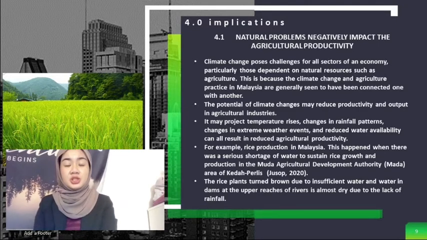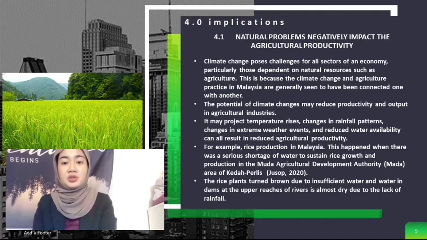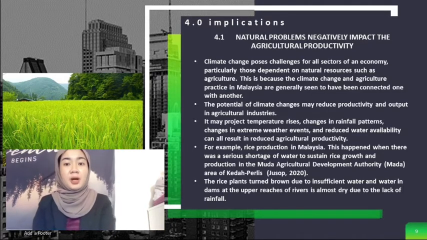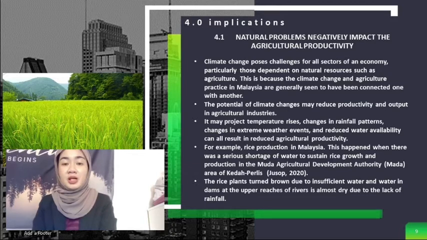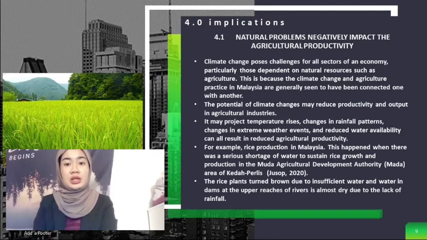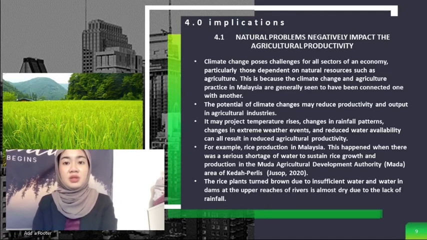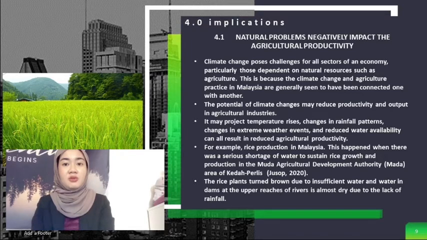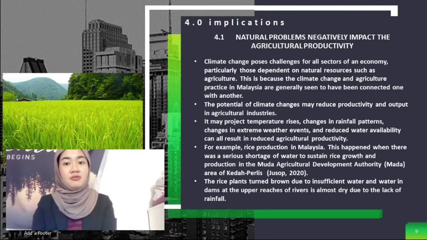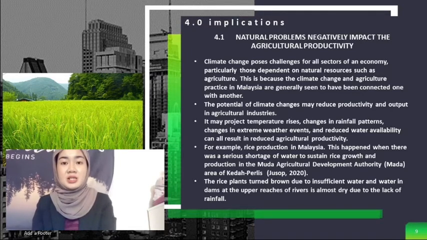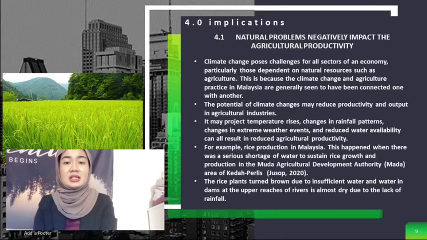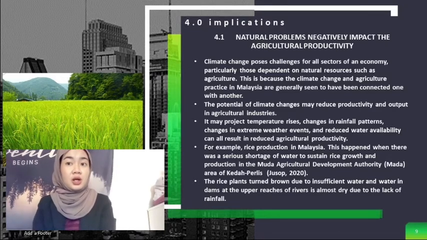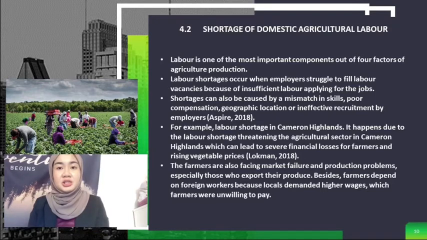Rice production can also be linked to the farmers' revenue, which is influenced by price support and the market price of rice. Consequently, farmers' gross income was estimated from their revenue and production costs. Hence, the consequence of climate change could even affect farmers' incomes and rice market price, as well as lead to declining agriculture productivity. The second implication is the shortage of domestic agriculture labor.